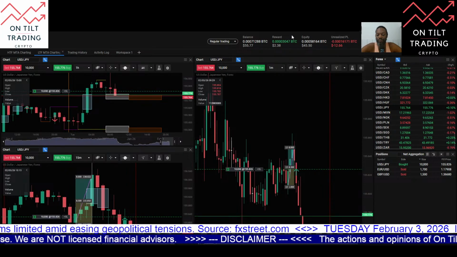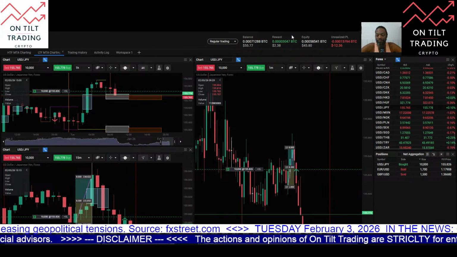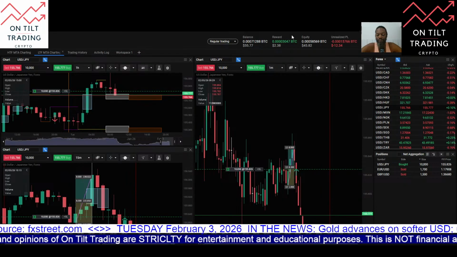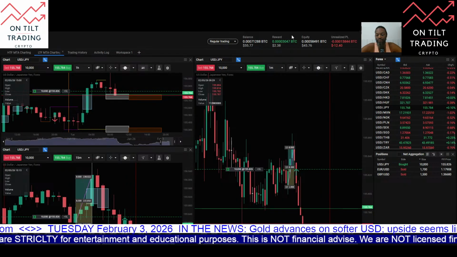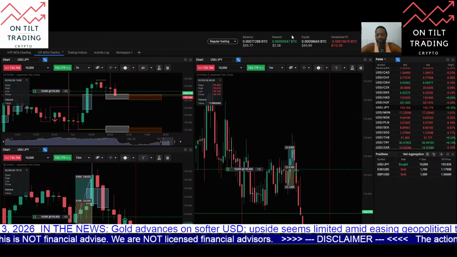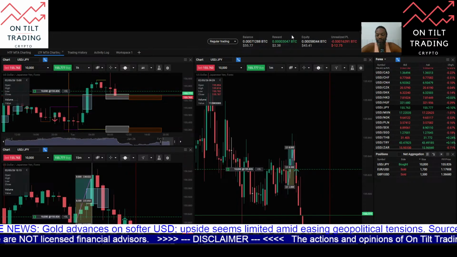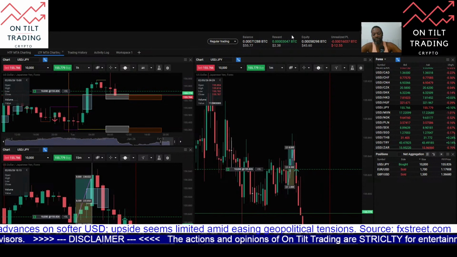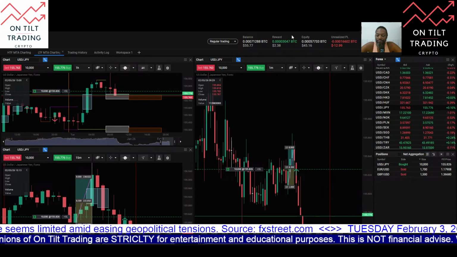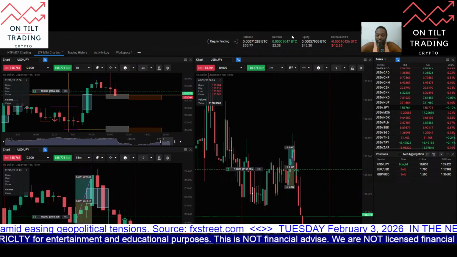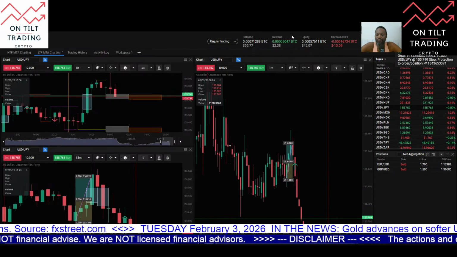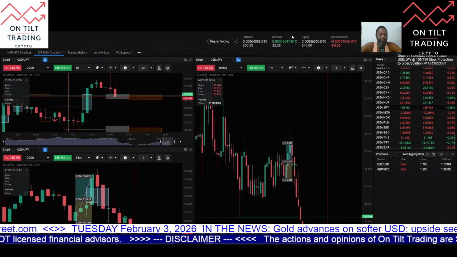Might get stopped out of this one, as price is testing this low here. Price looks like it wants to continue to the sell side here. So standing by for a potential stop out. And stopped out.